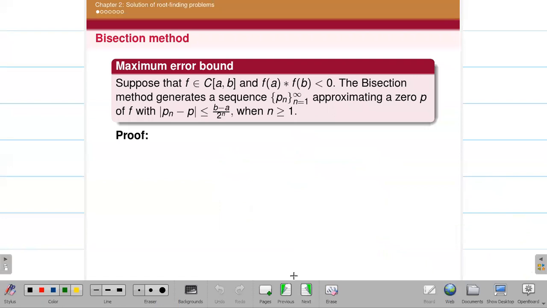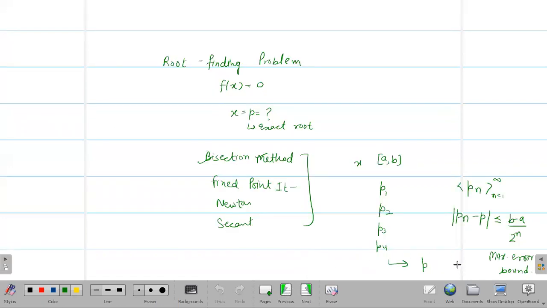Ma'am, what is this small p? Small p without n, like one is p and one is Pn. p is exact, no? This is the exact root, where f of p is exactly equal to 0, and Pn is our approximate root.